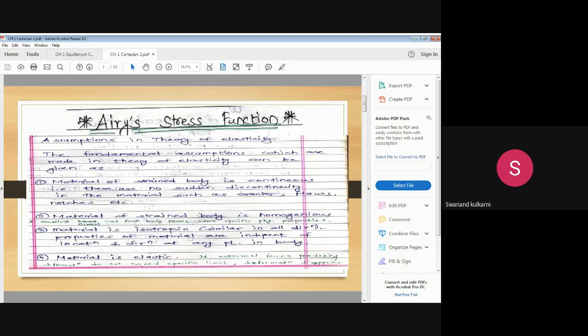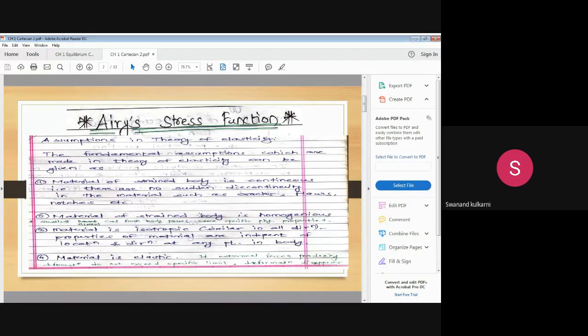What is meant by isotropic? Whenever the word iso comes, it represents direction. Because ortho and iso, these terms we have already studied in engineering graphics. Ortho is perpendicular, iso is three-dimensional. These words are always considered with respect to directions.